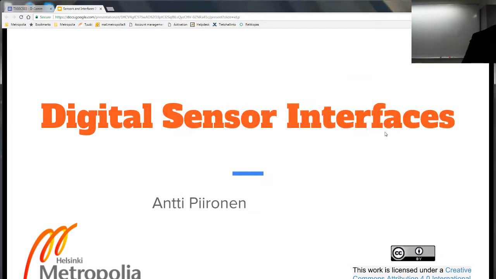Okay, so today's topic is about digital sensor interfaces.